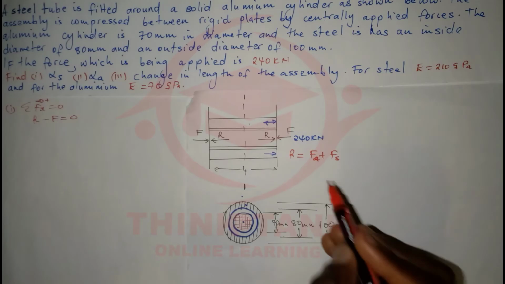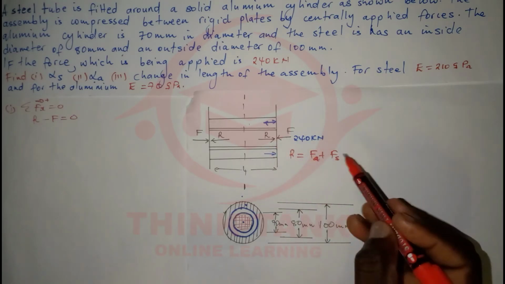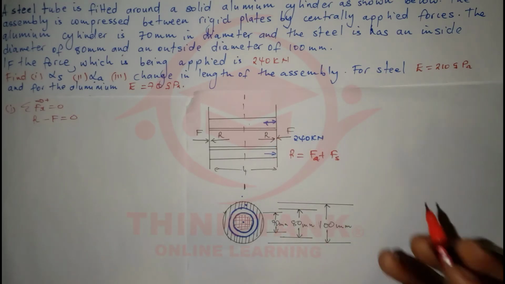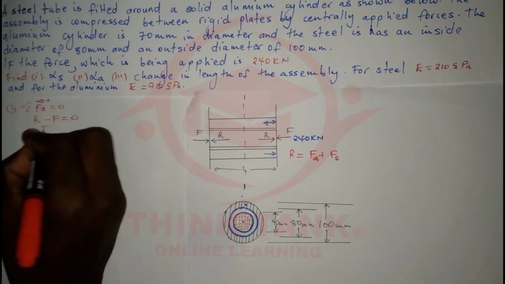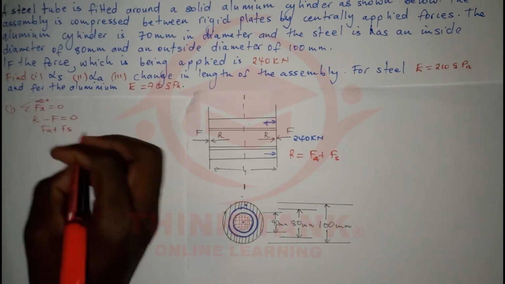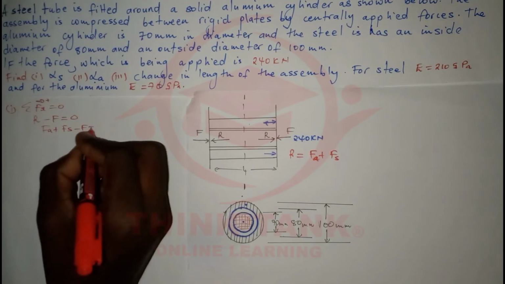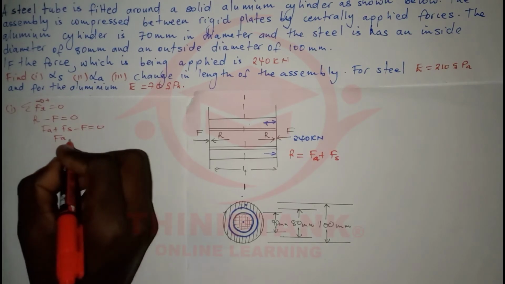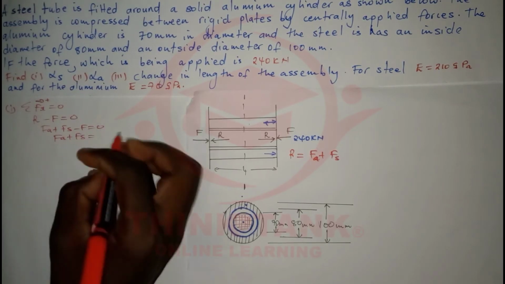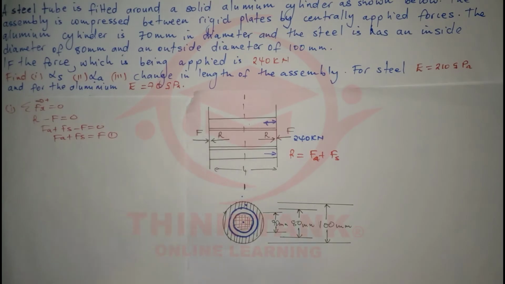We know that R is the sum of the force exerted by the aluminium and the force exerted by the steel. So it's going to be FA plus FS, and that minus F should give us 0, meaning FA plus FS gives us F, and we're going to call this equation number 1.